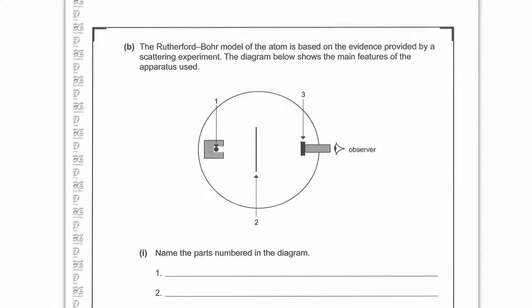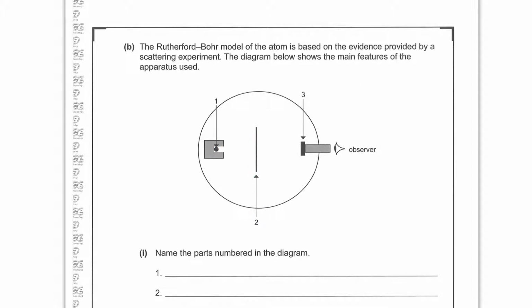Part B. The Rutherford-Bohr model of the atom is based on the evidence provided by a scattering experiment. The diagram below shows the main features of the apparatus used. Okay, so this is the Rutherford experiment. And you can see we've got 3 basic items. One here is what we need for this, which is a source of alpha particles. So that's an alpha particle source.